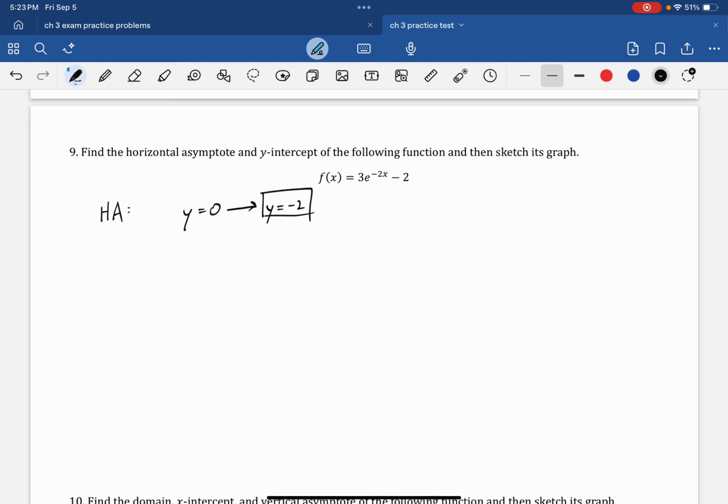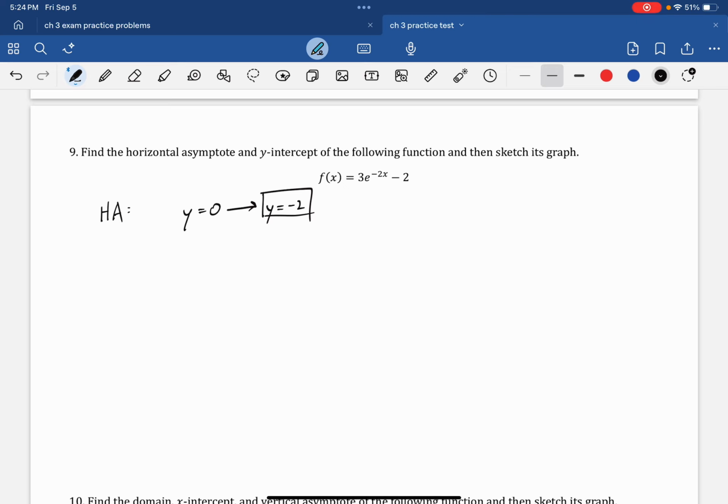Okay, you can also think about this algebraically. As x tends towards infinity, this is going to become a very small number close to 0, right? And so you're really only going to be left with this minus 2 as your y value as we go to large values of x near infinity.